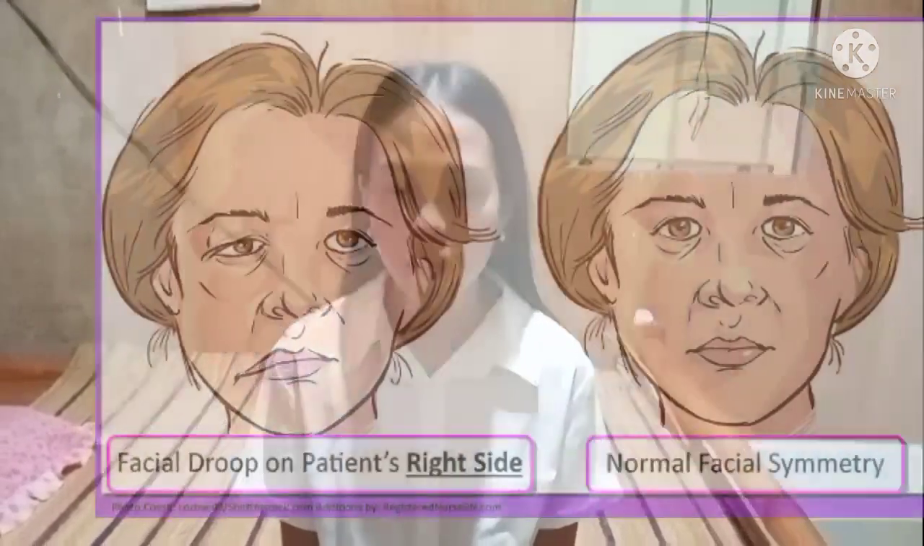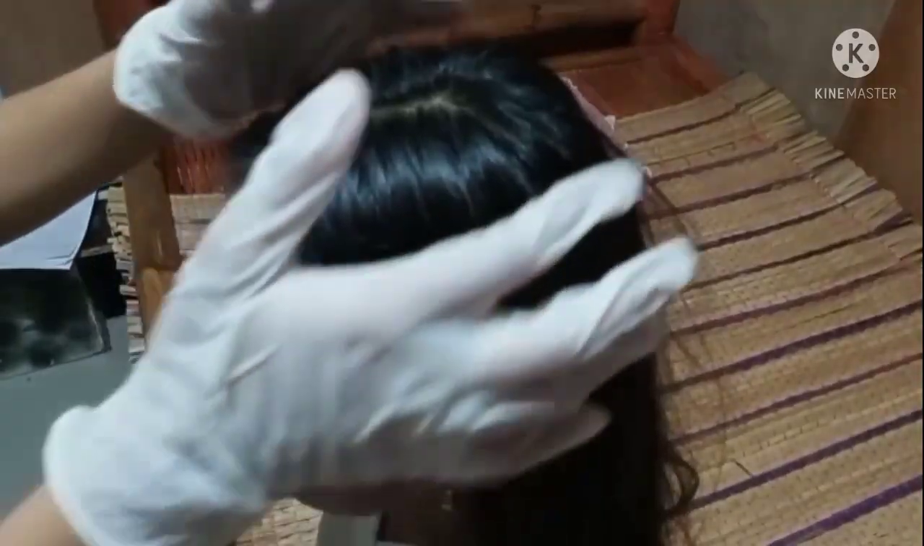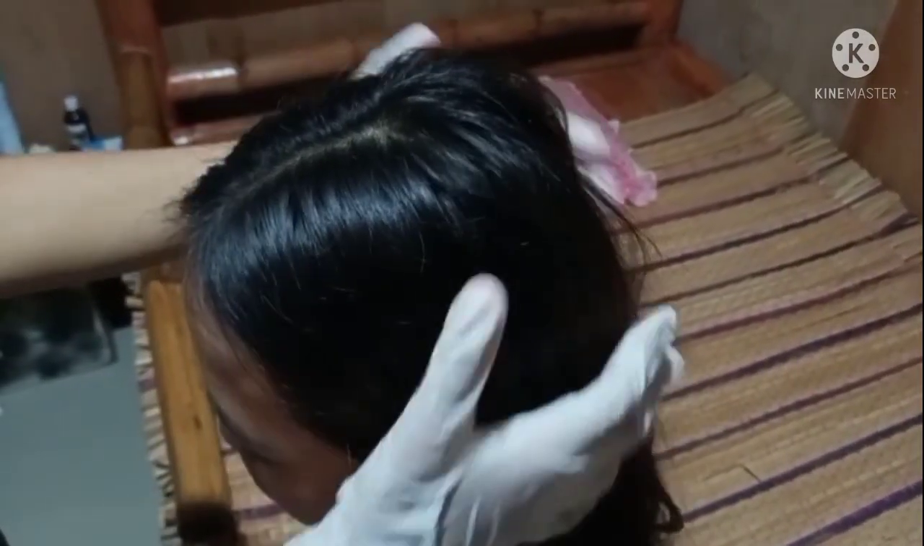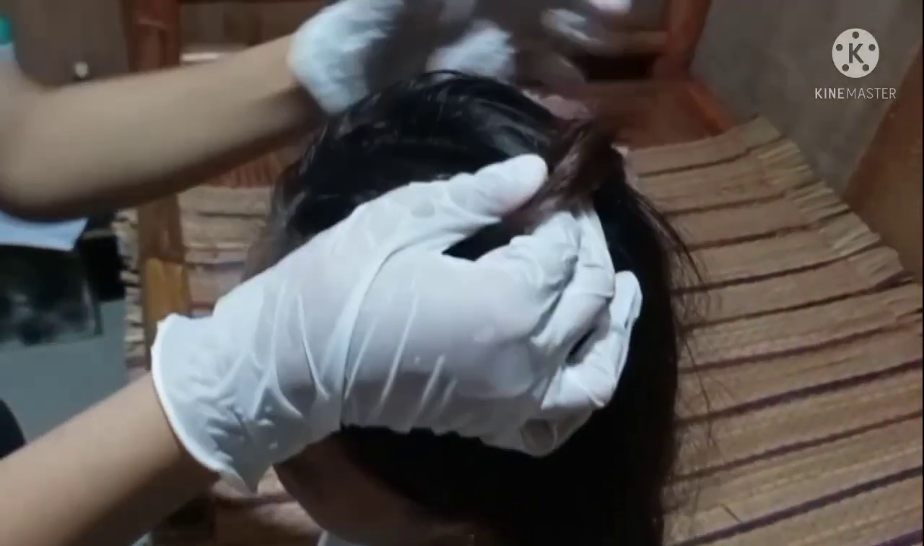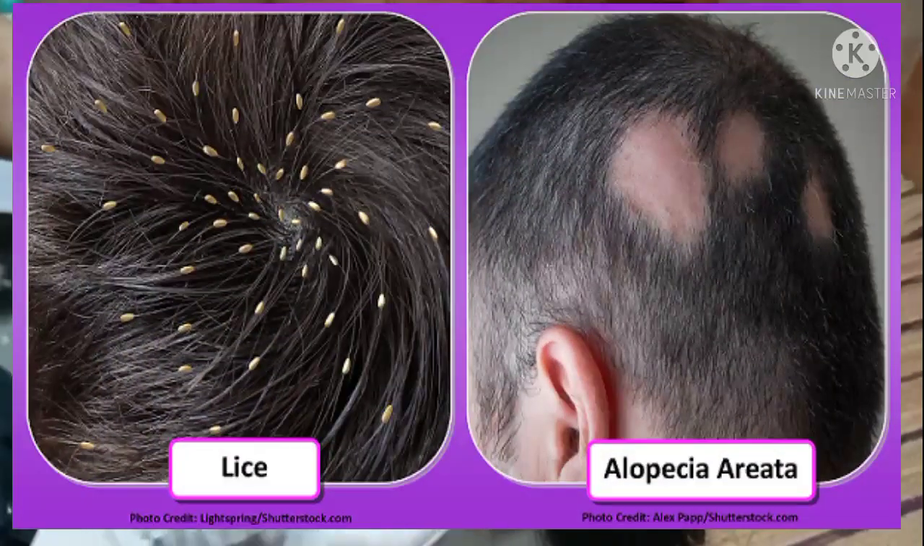Then start with the hair. Inspect the overall appearance of the face. Is the face symmetrical? Close your eyes. Open your mouth. This is to test cranial nerve 7, which is the facial nerve. Palpate the cranium and inspect the hair for infestations, hair loss, skin breakdown, or abnormalities. Inspect the hair for any infestations like lice and alopecia.